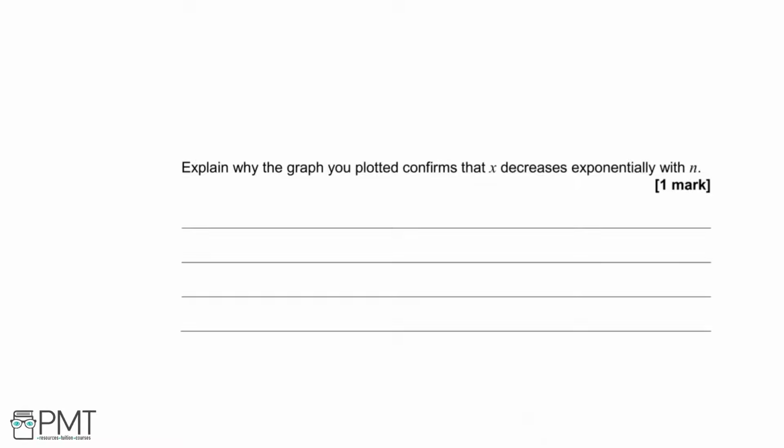Explain why the graph you plotted confirms that x decreases exponentially with n. Now, in short, the answer is that the graph is linear and it has a negative gradient. But if we look at the equation of a straight line and apply it to the values that we have, so the x values here are n and the y values here are the natural log of x. And of course here m and c are the gradients and the y-intercepts respectively. We're keeping those the same. They will be constant because it's a straight line graph.